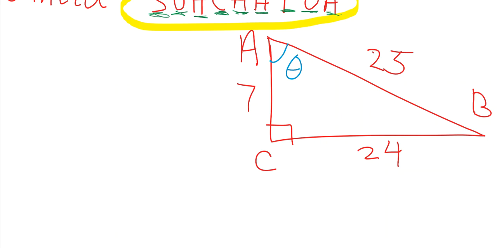So what is sine of angle A? That's the way they would write it. Sometimes they don't put the angle symbol, they'll just say sine of A. What is sine of A? Look up here at the top of the screen. SOHCAHTOA. Sine equals what? Sine equals opposite over hypotenuse. That's sine.